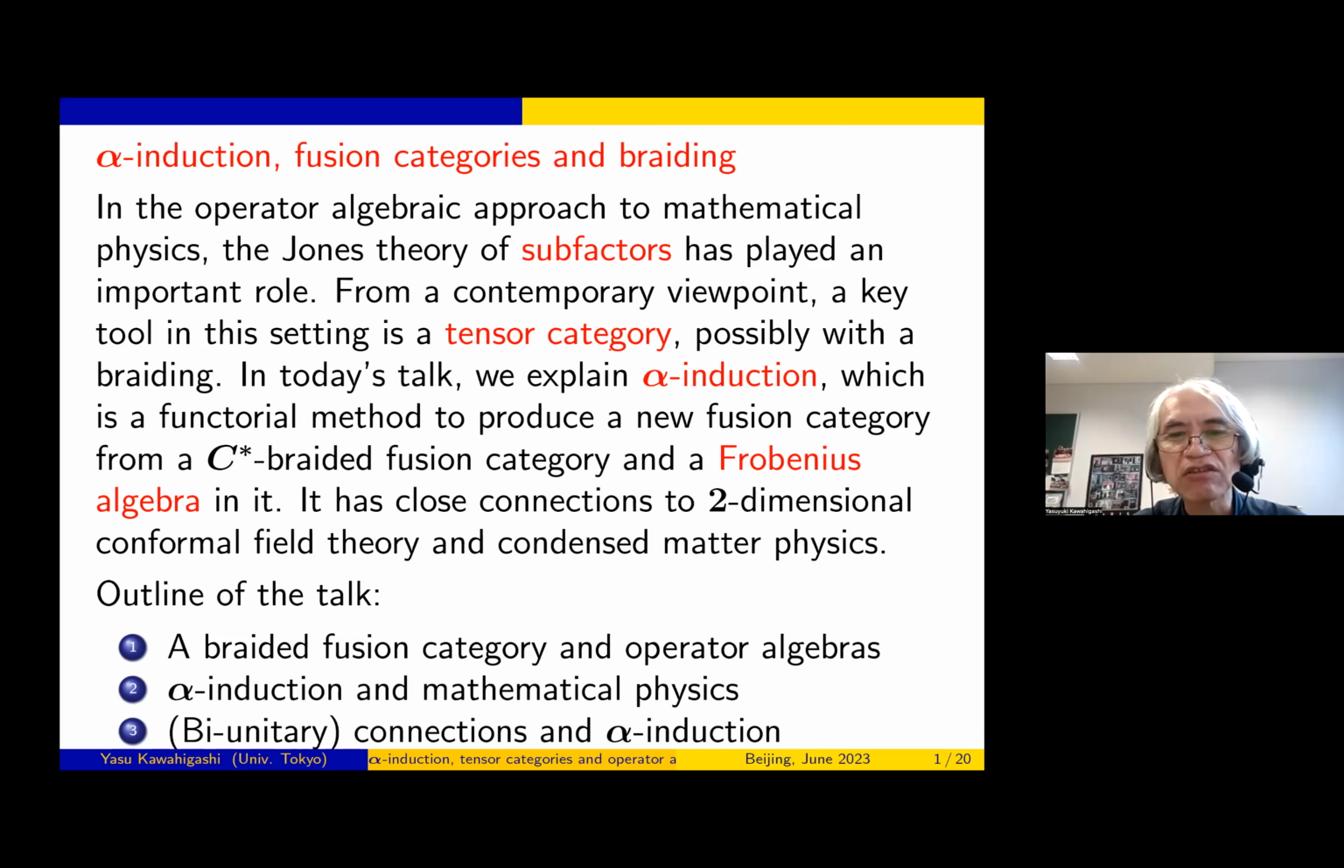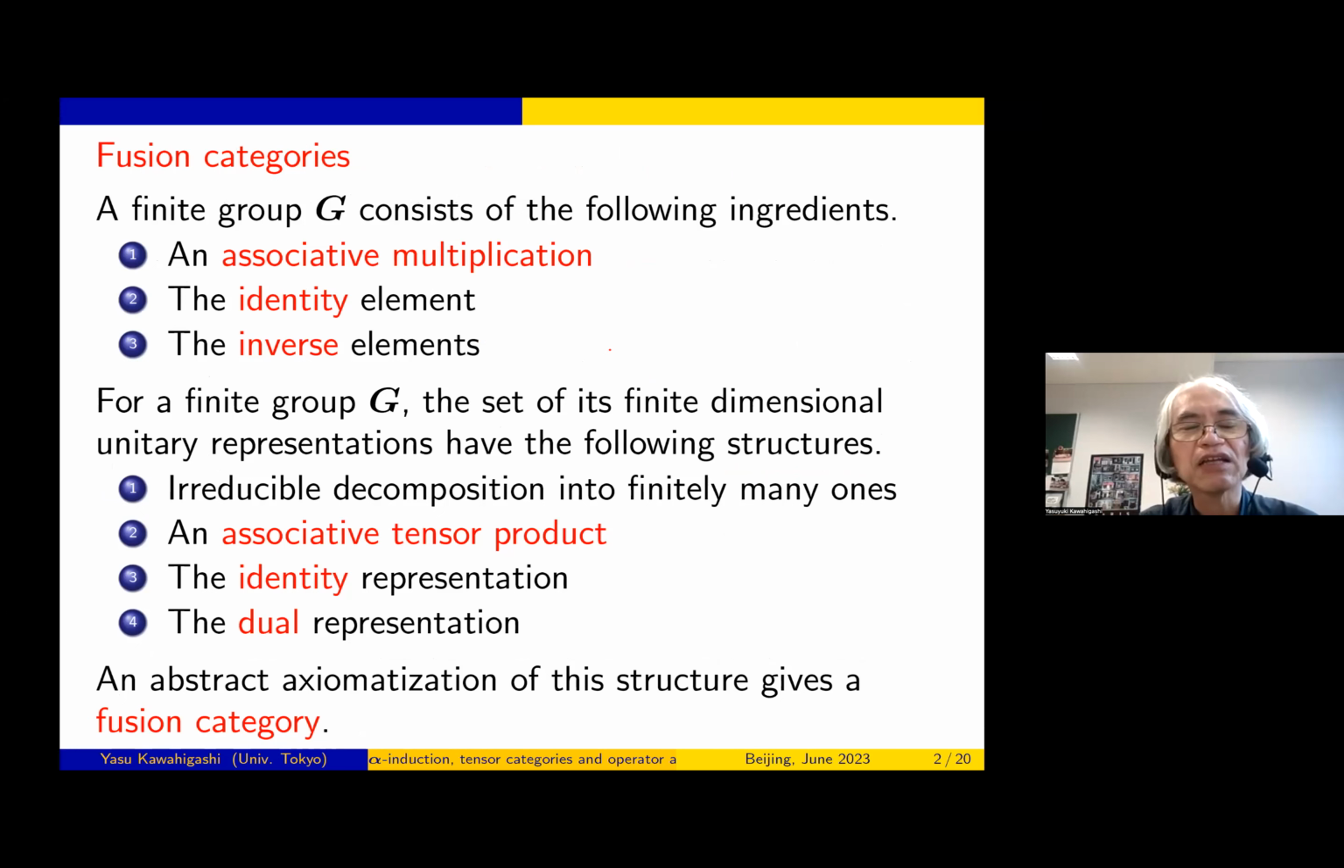It has close connections to two-dimensional conformal field theory and condensed matter physics. So I'll explain these relations in my talk today. The outline of my talk is as follows. First, I'll explain some general things about braided fusion categories and operator algebras, and then I'll explain alpha induction and mathematical physics. And then the last part is the newest part. We have a certain combinatorial notion, which is called biunitary connections, and I'll explain alpha induction in the framework of this biunitary connection. So I first start with something very elementary about fusion categories.